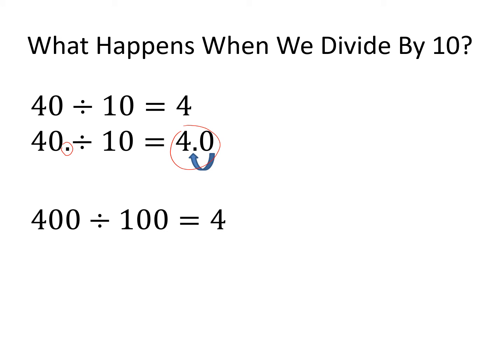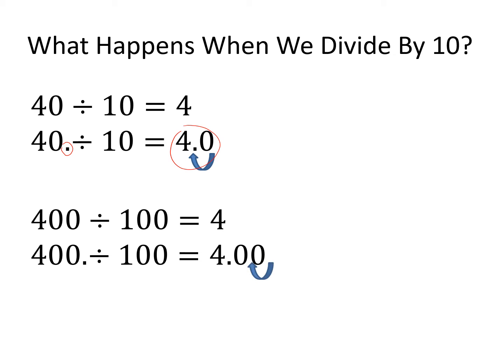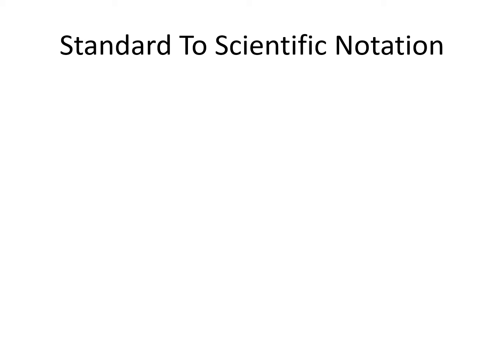And 400 divided by 100 is 4, but what we really have is 400 decimal point divided by 100, and we're moving that decimal point 2 times to the left when we divide by 100. So each power of 10 we divide by, we move the decimal to the left. So, standard to scientific notation.